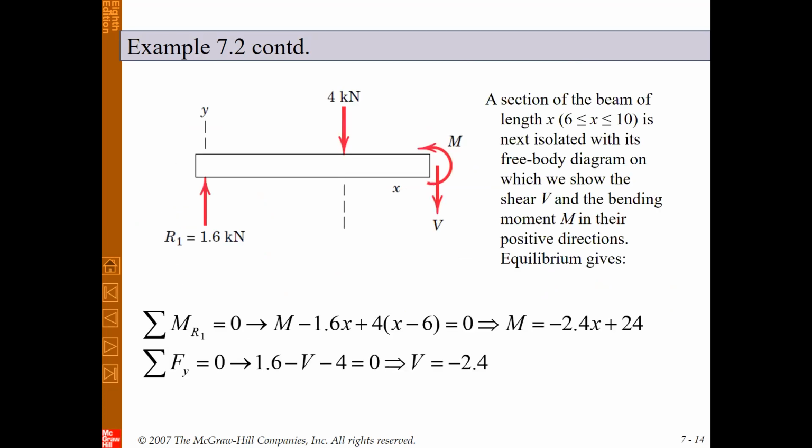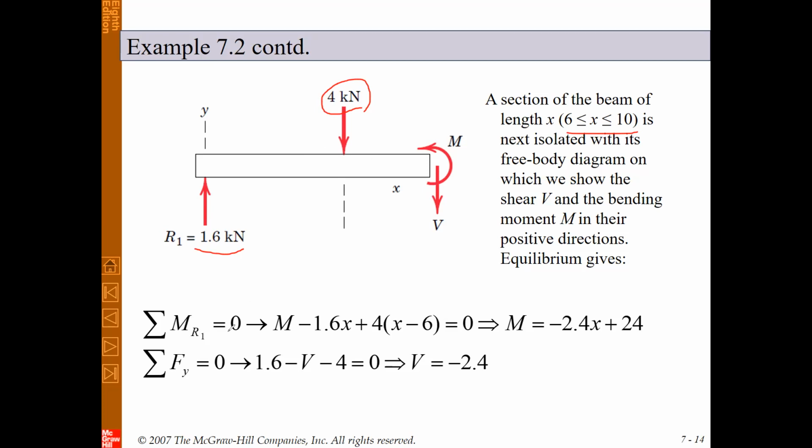For the next section we need to use another cut between 6 and 10. So the next one, x is located between 6 and 10, and in this interval, again, if you plot the free body diagram, in addition to the R sub 1, which is 1.6 kilonewton, we have another force, which is 4 kilonewton. Now we can write the force equation and moment equation.